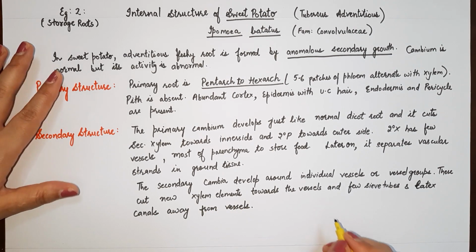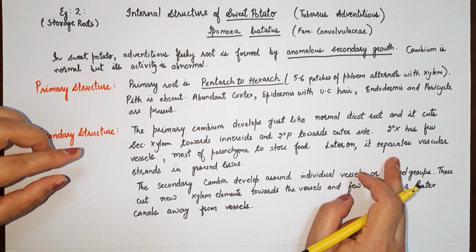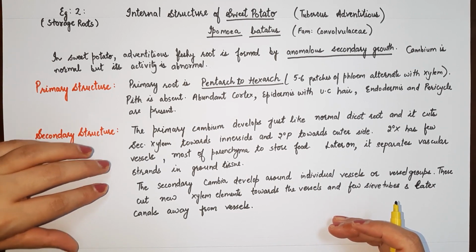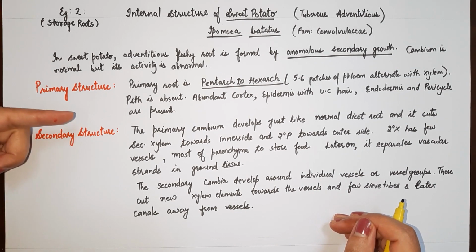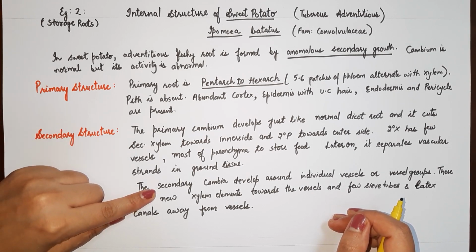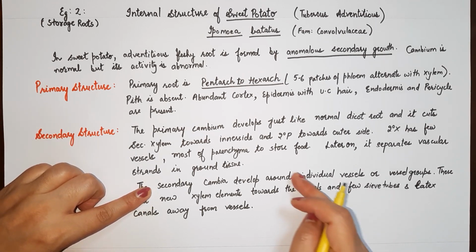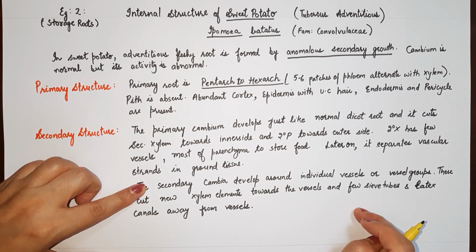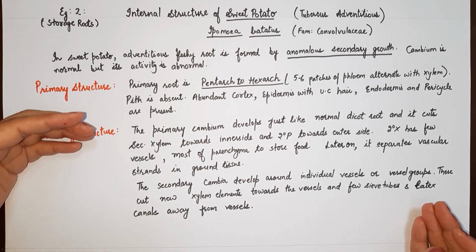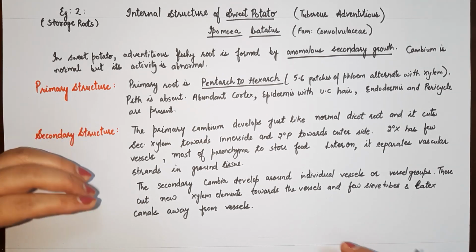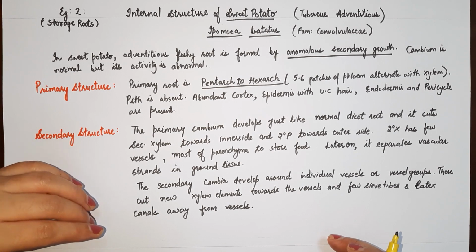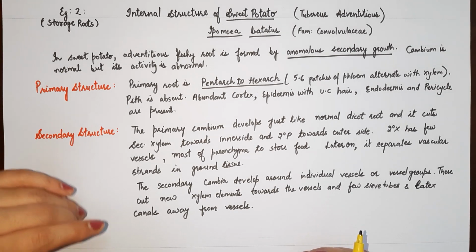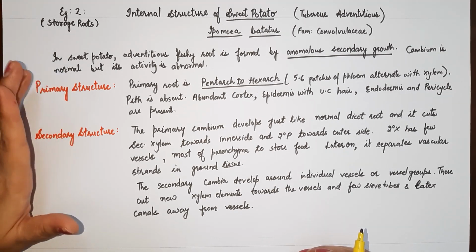Okay, so here we will see that some of the xylem vessels which got separated from secondary xylem and which are lying on ground tissue, they develop the second type of cambia called secondary cambia. Now these secondary cambia, they are like a ring around a single vascular element or more than one vascular elements, and their activity is that they will cut more vessels, more xylem elements towards the center and few sieve tubes and latex canals towards the outer side. So it is an anomalous type of secondary growth.